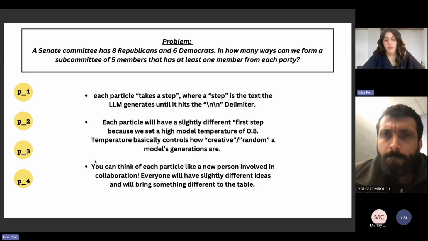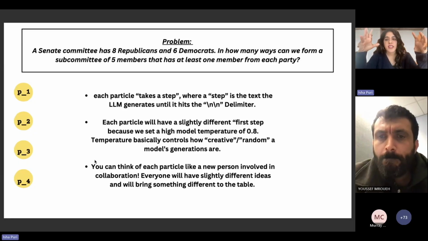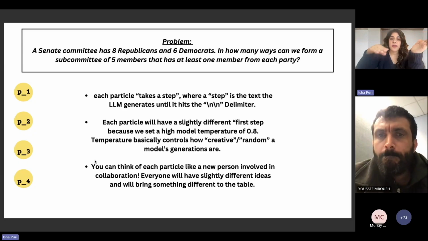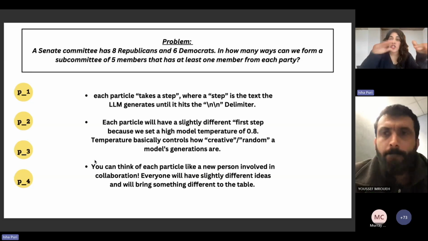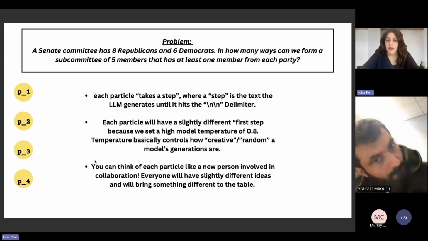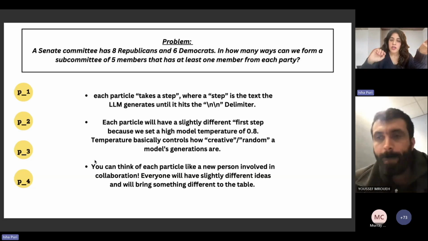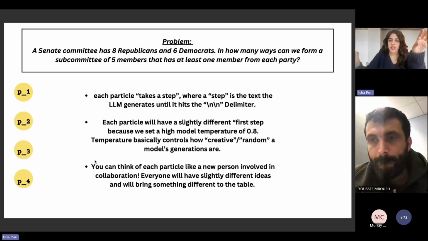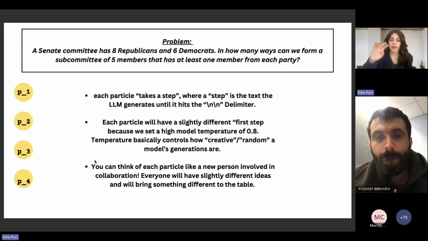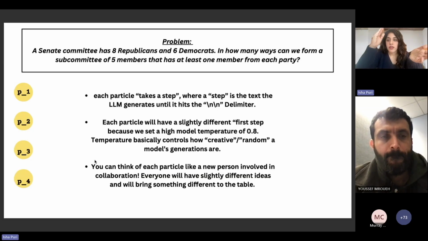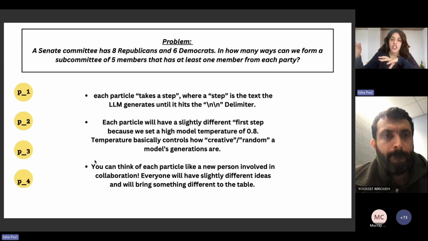And the first thing I'm going to do is take a step, where the step is all the text that a language model generates until it hits this double backslash n delimiter. If anyone is not familiar, the double backslash n is just a new line. In the way that we're prompting the language model to answer the question, you ask it to generate a step-by-step answer. So it'll say step 1, da-da-da-da, step 2, more math, step 3, more math, and there'll be new lines in between each one. Breaking it along the double backslash n delimiter allows you to separate these steps.